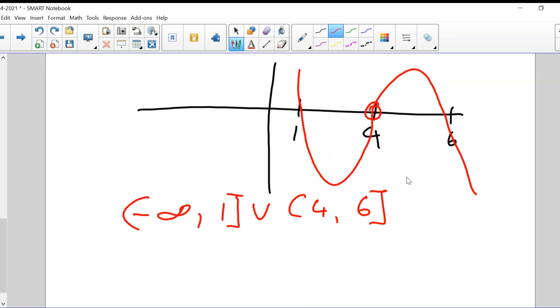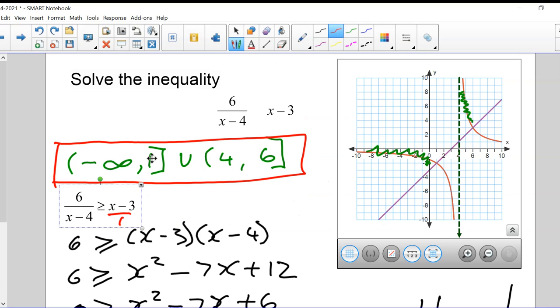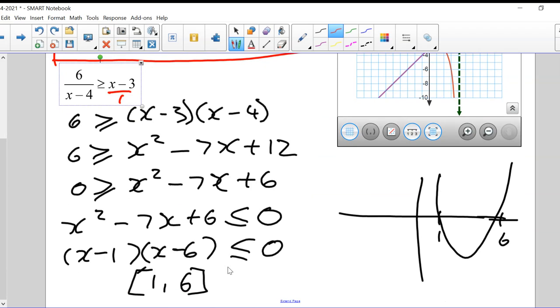Now, go back and look again at what we said the answer was. Minus infinity to 1, 4 to 6, round here, square here, square here. It's exactly the same answer. So unfortunately, this approach of cross multiplication caused a problem. The 1 and the 6 come up in the answer, but it's misleading. It's not right.